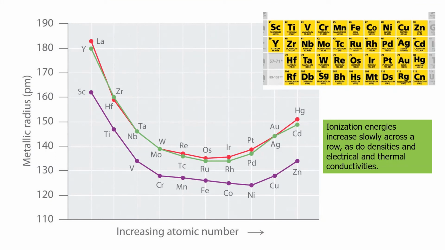If you look at the metallic radius, if you start from scandium, it goes down all the way to nickel, and then it goes up again. So after nickel, it goes back up. So the metallic radius, the general trend is that it decreases, and then after nickel, this is only for the first row of the transition metals, it goes up.